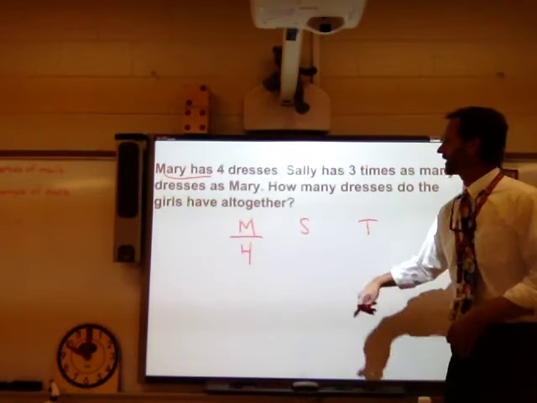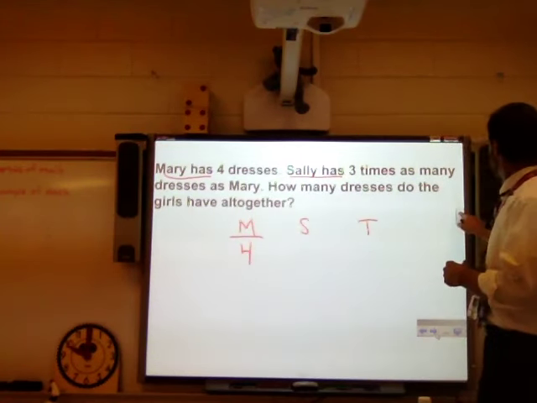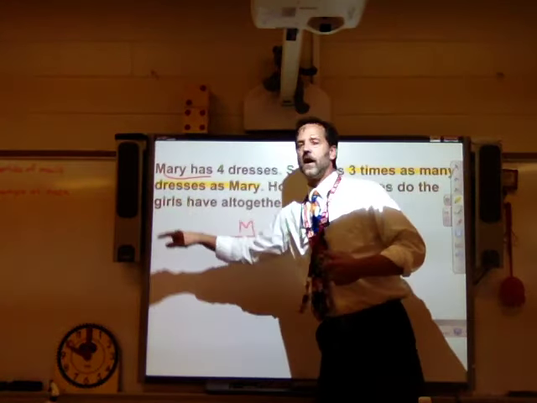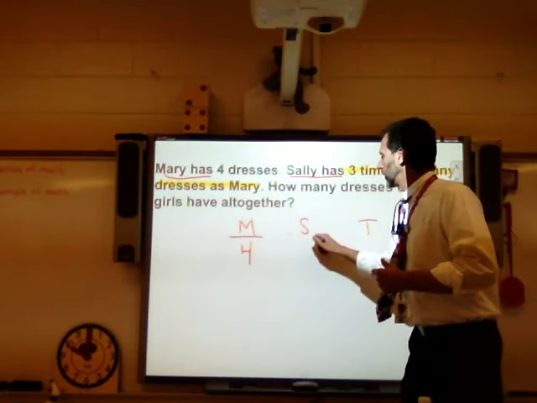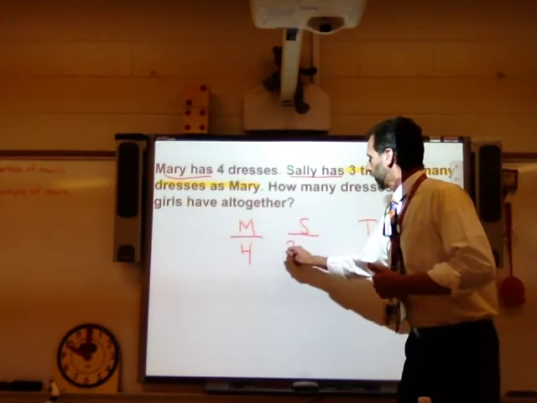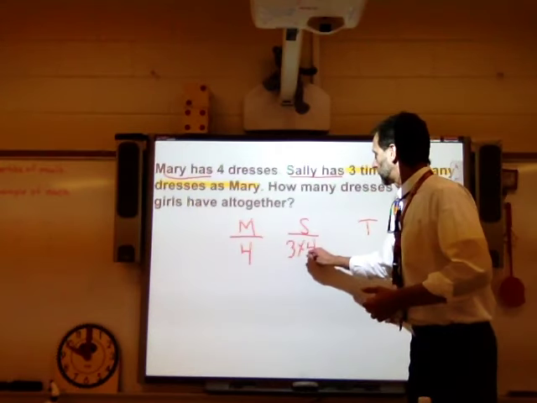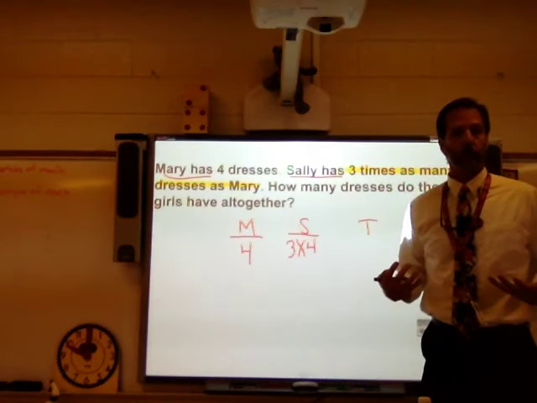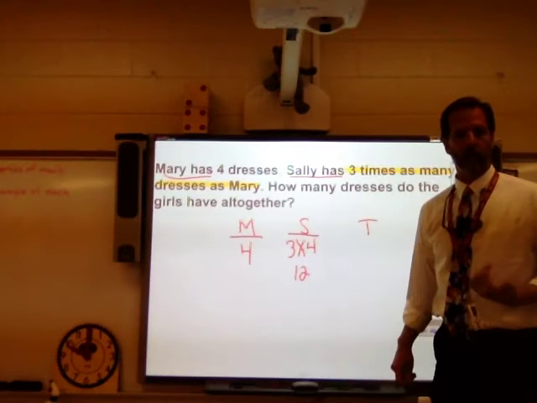Then it goes on and says, Sally has. Now let's look at what it says. Sally has 3 times as many dresses as Mary. When I go to put Sally's amount, she has 3 times what Mary has. Well, 3 times whatever Mary has. In this case, Mary has 4. So Sally's number would be represented as 3 times 4. Well, we should be able to figure out what is 3 times 4. 3 times 4 is 12.